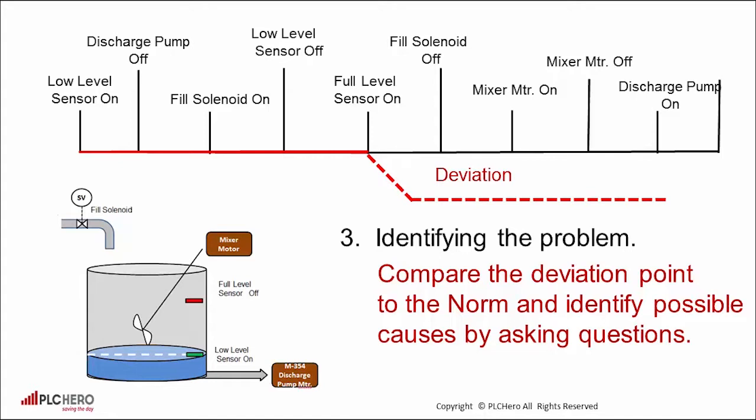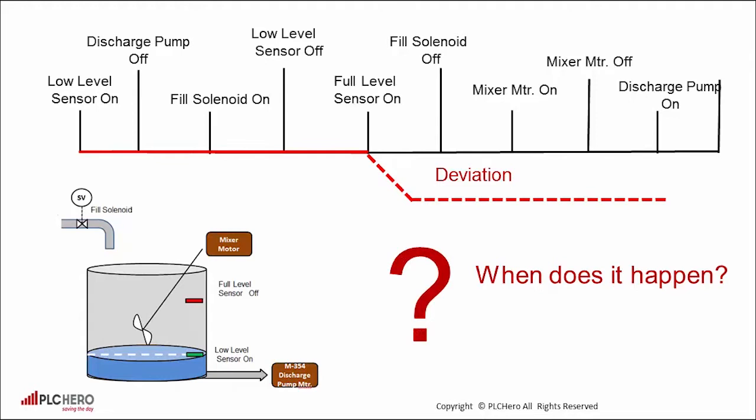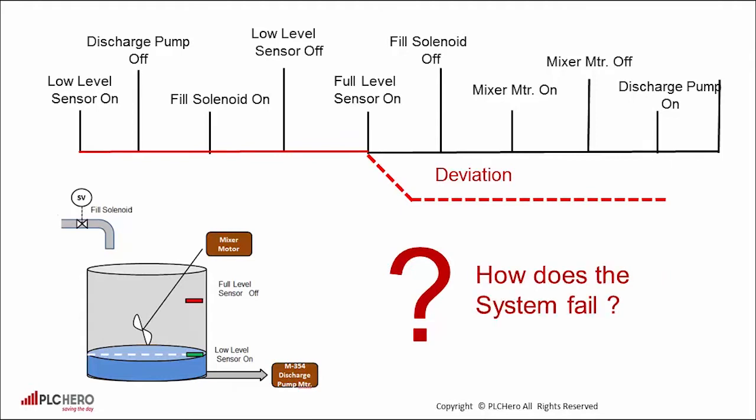Comparing the deviation to the norm and asking yourself fact-finding questions will identify the what, the when, the where, and the how factors. Questions you might want to ask. When does it happen? Is it repeatable? How does the system fail?